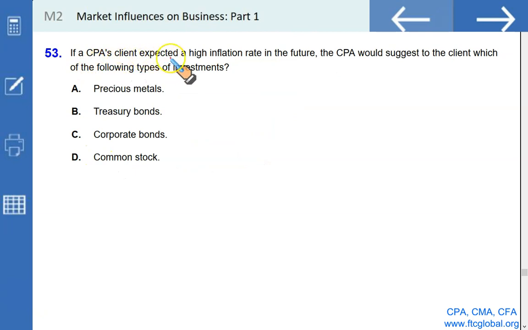If a CPA's client expected a high inflation rate in the future, the CPA would suggest to the client which of the following types of investments? Common stock is a monetary asset. Its value will lose. Corporate bonds will lose. Treasury bonds will lose. Precious metals. This is the right option. It's a non-monetary asset, won't be affected by inflation.